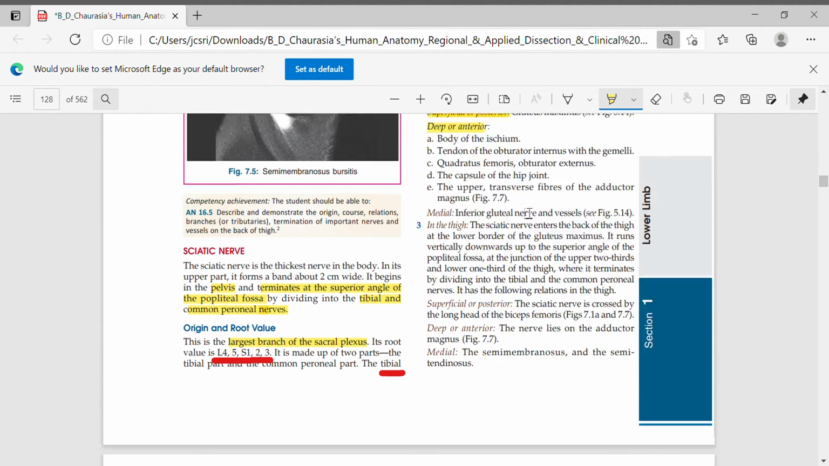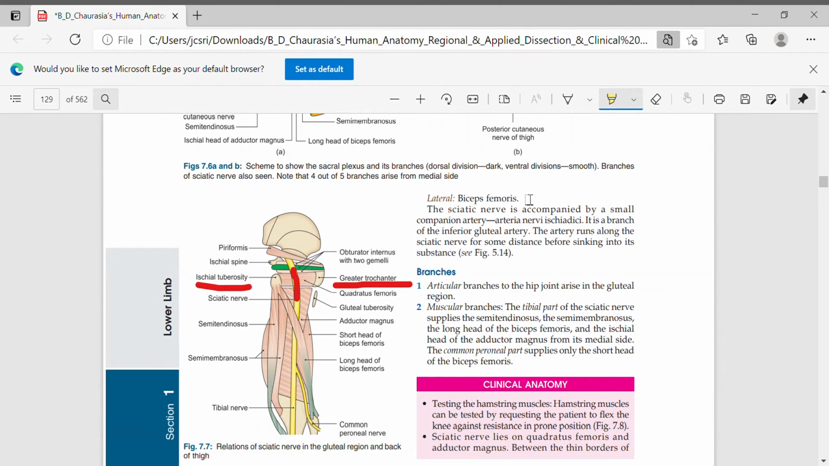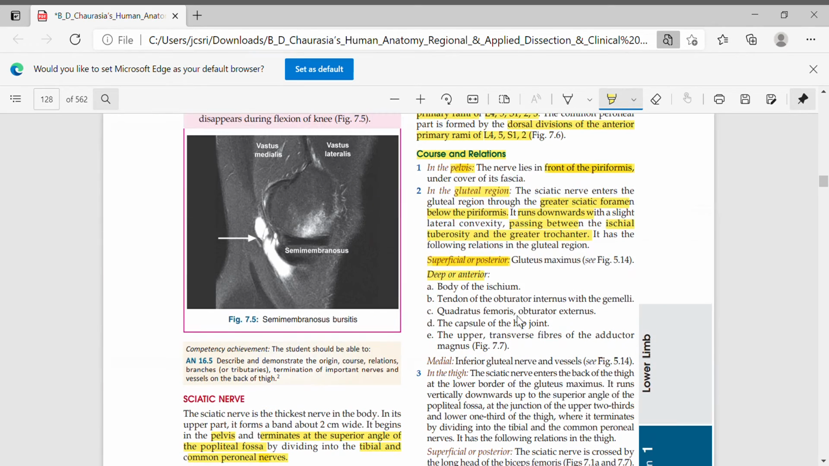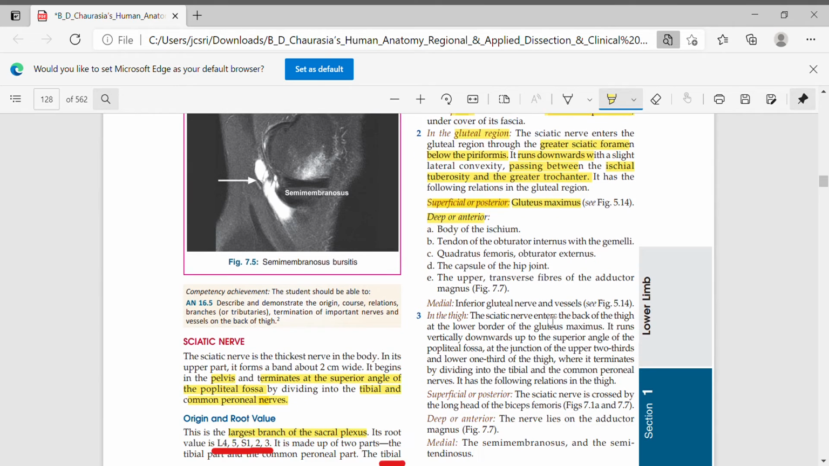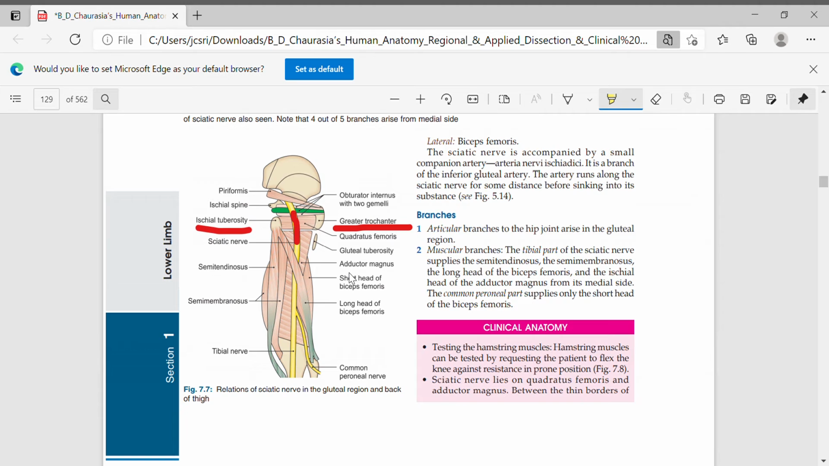So superficially in the gluteal region you have the gluteus maximus muscle. That is not given in this image. Superficially you have the gluteus maximus muscle, and deeply you can see the obturator internus with the gemelli. So you have the obturator internus muscle, right? These are the deeper parts. So the superior and the inferior gemelli, and you have the obturator internus.